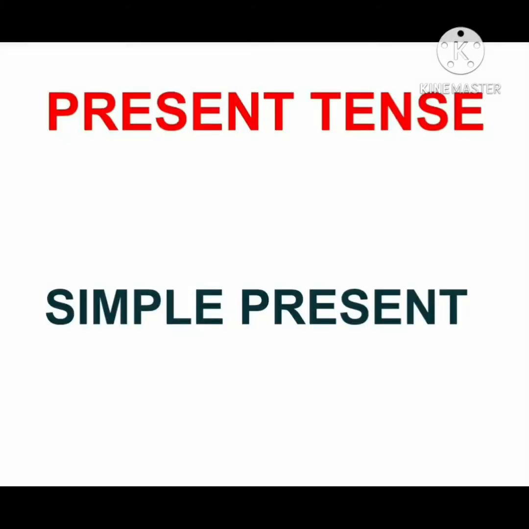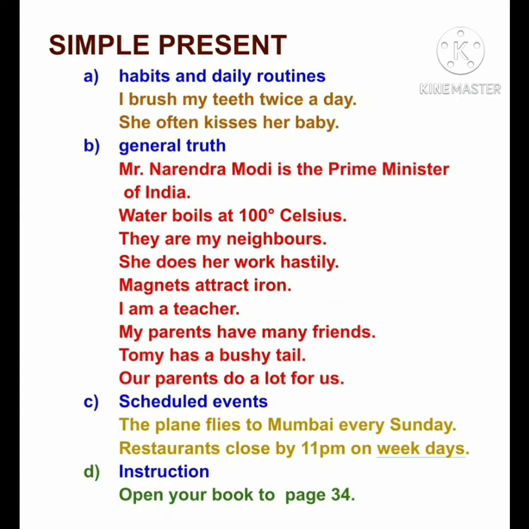Present tense is used to describe a current activity or a state of being. Simple present tense is a part of present tense. Now, before teaching you the rules of simple present, let me tell you where it is used. We can express our habits and daily routine in simple present tense. For example, I brush my teeth twice a day. She often kisses her baby.